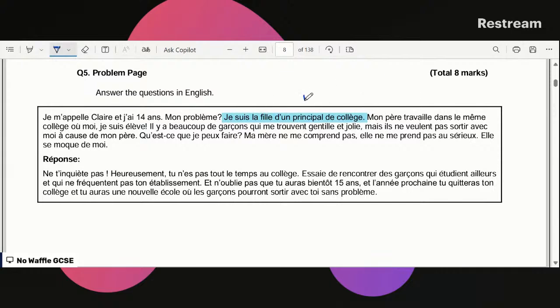So that's one problem. And then another one, mon père travaille dans le même collège. He works in the same college as me. Je suis élève, I'm a student. Il y a beaucoup de garçons qui me trouvent gentille et jolie, mais ils ne veulent pas sortir avec moi à cause de mon père. So they don't want to go out with her because of her father.